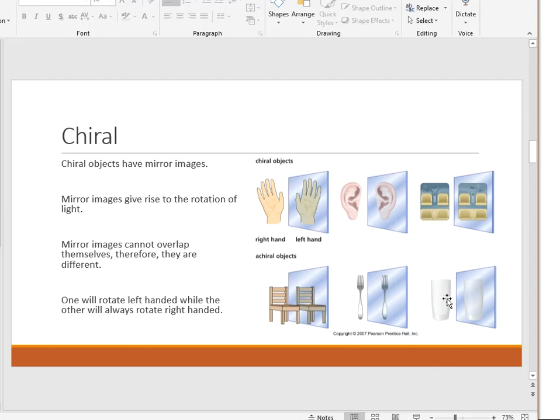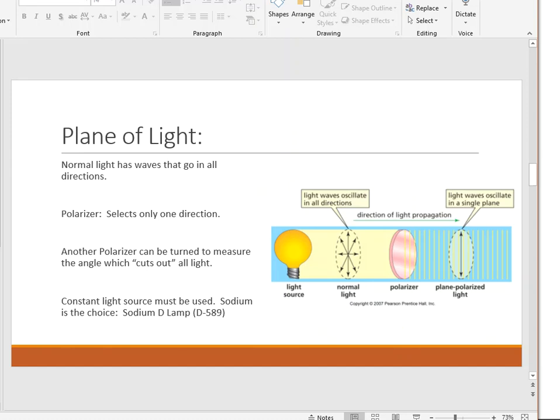And then here's a glass, and you take a mirror image of a glass, and you can take that image and overlap it, and they perfectly match up again. So that is an achiral molecule, which would be representative of a group that does not have 4 different things attached. Now, I told you that we would talk about the instrumentation, and here's the instrumentation for polarimeter.